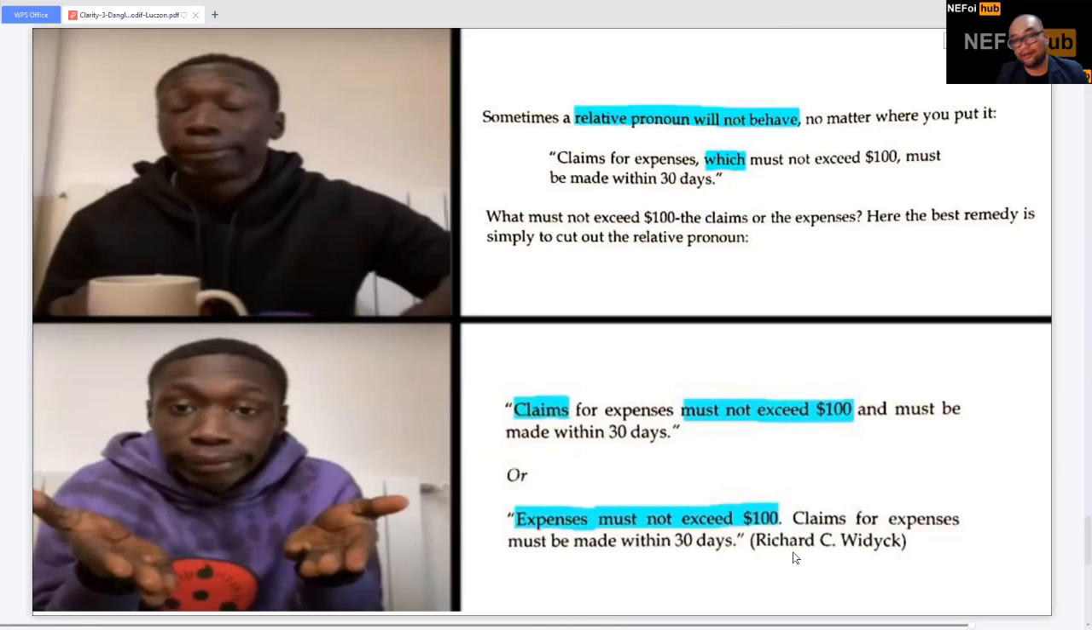So, direct to the point: claims for expenses must not exceed $100. The first one is referring to the claims which must not exceed $100. If your intention is to emphasize claims, or more directly, if you are emphasizing expenses, you put: expenses, claims must not exceed $100. Then, to be specific or to be in general, claims for expenses must be made within 30 days.